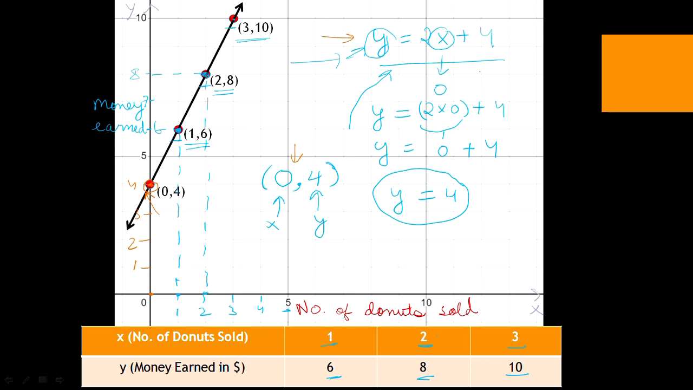We've just verified that all the solutions of this linear equation y equals 2x plus 4 would lie on this straight line that passes through all the solutions. So that is why this equation is called a linear equation, because when all its solutions are plotted on a Cartesian plane, they form a straight line.